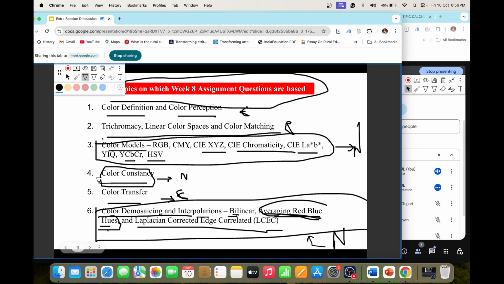And then color constancy, you have some formula for color constancy. So again, from a numerical point of view, you can see color transform, it is for conceptual point of view only. And this too also conceptual point of view. So if I talk about numerical, this color model and this color interpolation and demosaicing. Okay, so just see these concepts, third and sixth, for numerical questions.